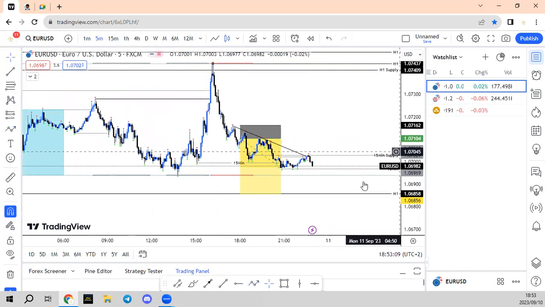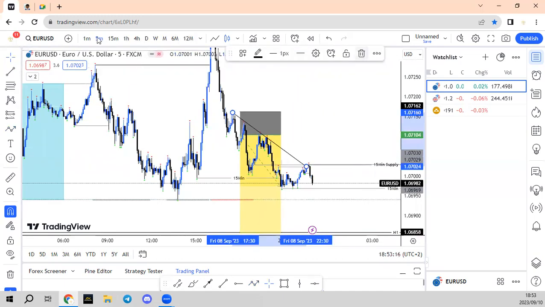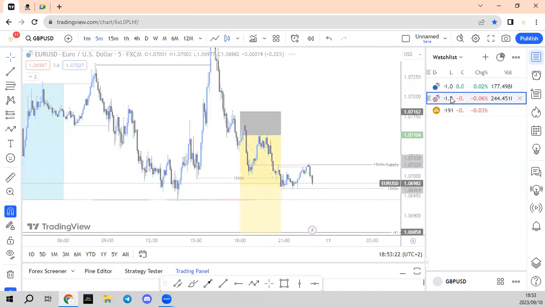So we don't know what's going to happen. So that's it with EURUSD. Let's jump into GBPUSD.